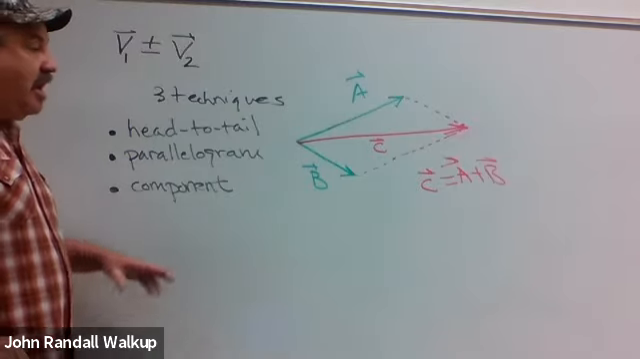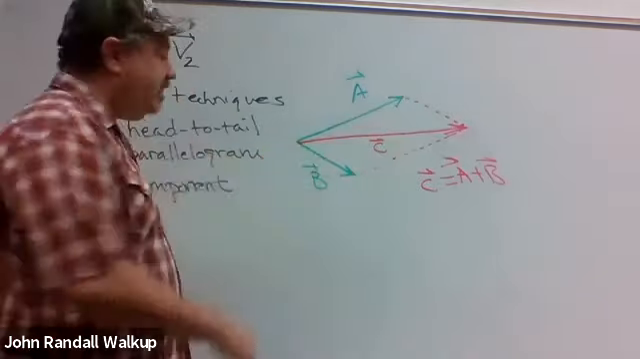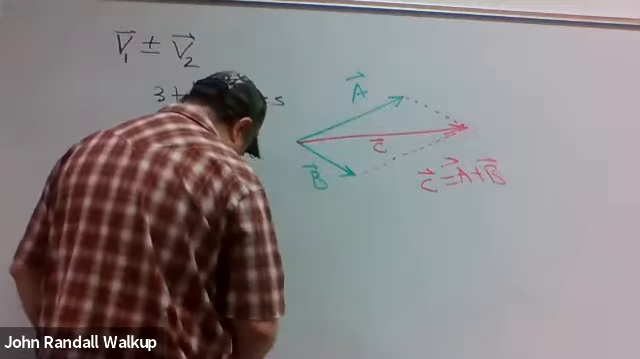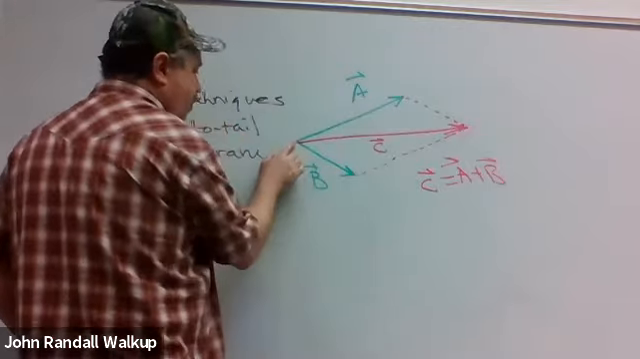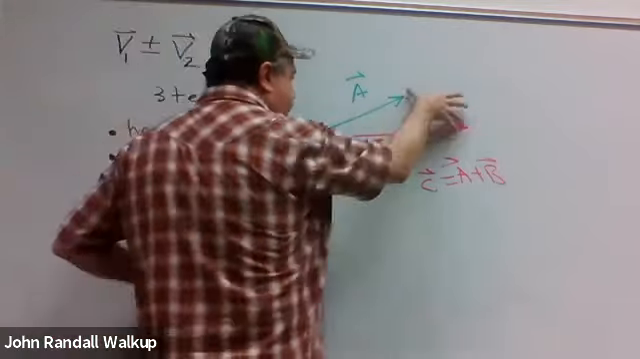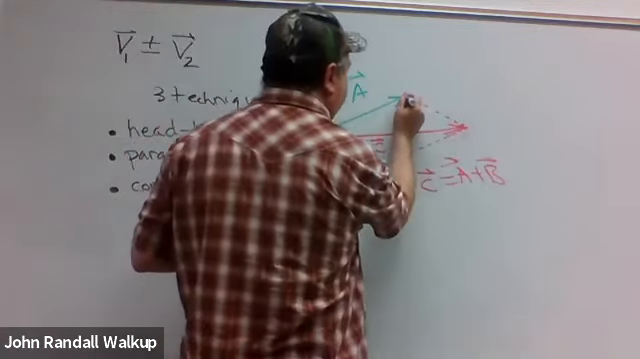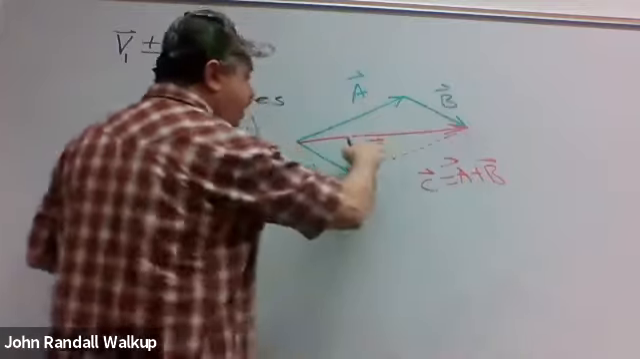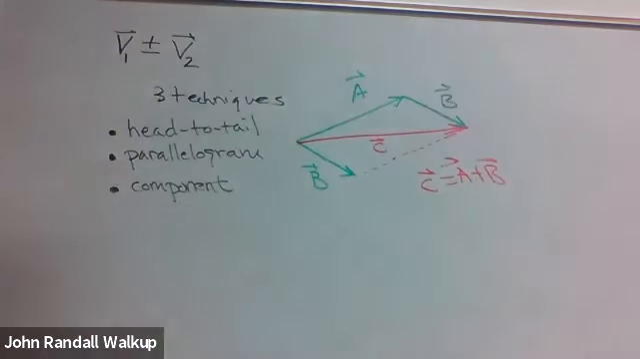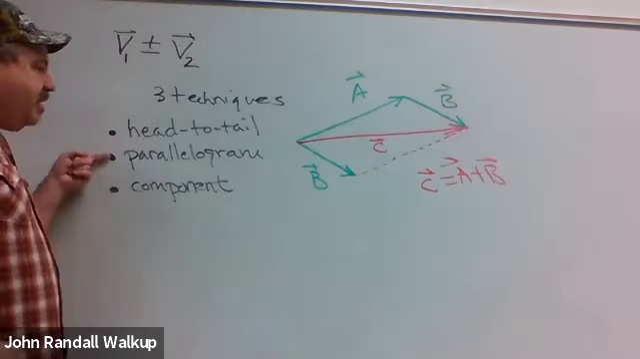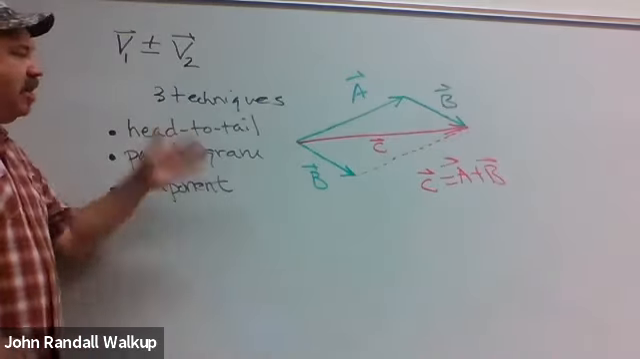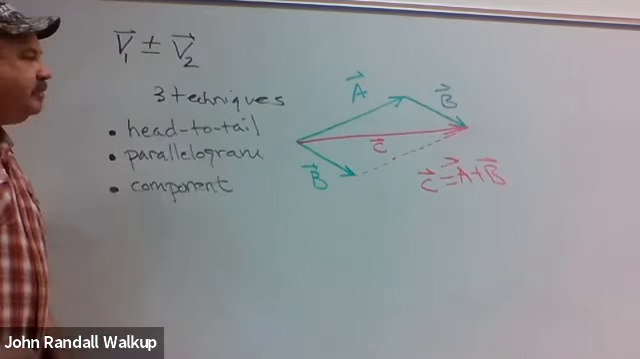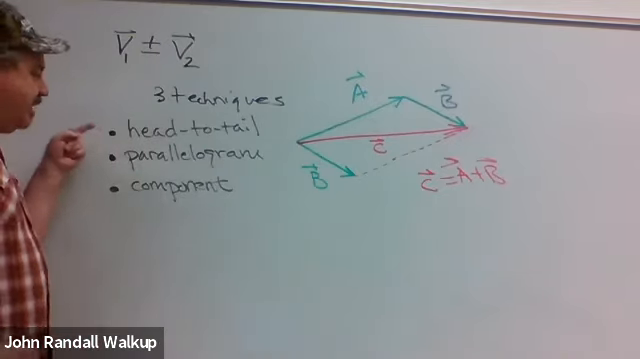Now, could I have done this with the head to tail method? Yes, I could have taken B and instead of moving it to where the tails meet, I could have moved it to here, but then I would have just got this vector. And I would have got the same answer. So that is good evidence that the head to tail and the parallelogram method are in fact really the same thing.